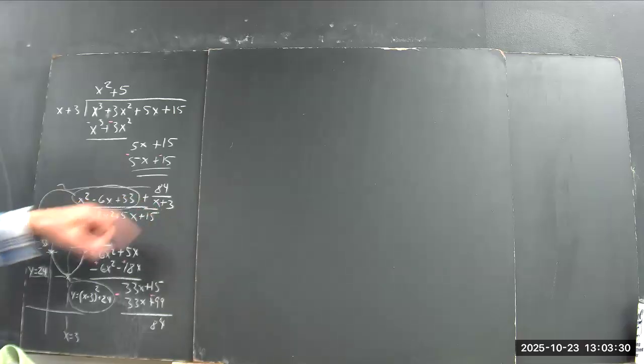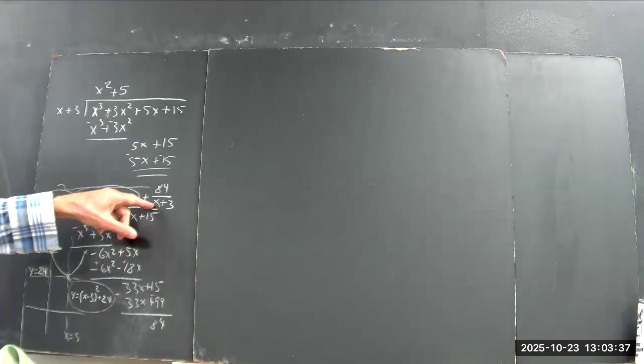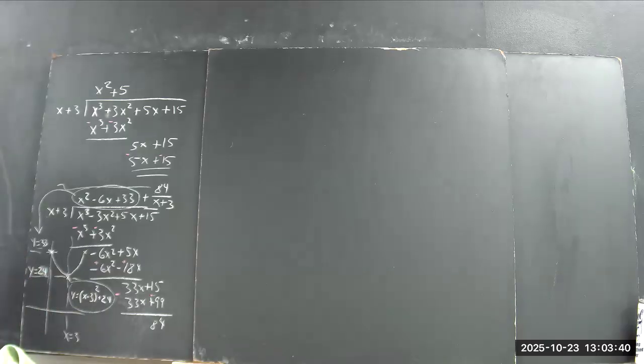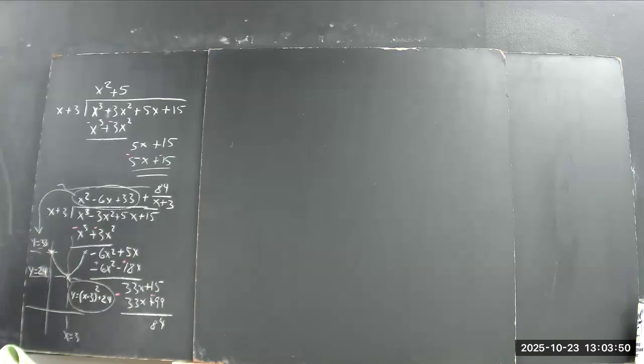Now, if you add 84 over x plus 3, that's going to change the y values. But as x gets really big, it's not going to change it by much. So if you zoom out on this graph, it's going to look a lot like the graph that you would get if you extended this quadratic. That's all relevant. I said it kind of quick because it's kind of review stuff we've already talked about.